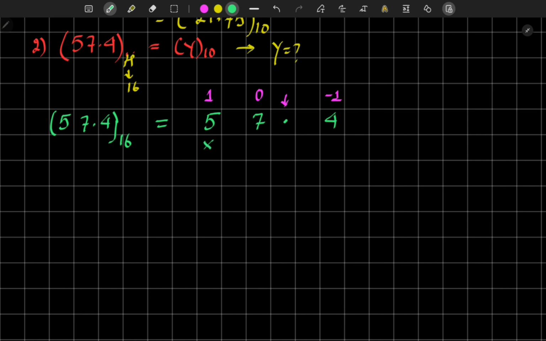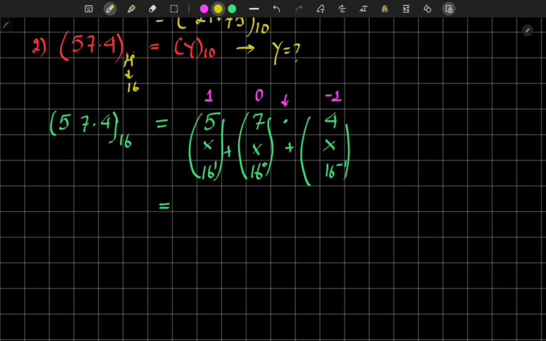Therefore, multiplying each symbol by the respective weight, that is 16 raised to the power 1 here, 16 raised to the power 0, and 16 raised to the power minus 1. Now what we need to do is evaluate this expression and find the decimal number. Therefore, this can be simplified as 80 plus 7 plus 4 divided by 16, which can be written as 87 plus 1 divided by 4, which is equal to 87.25 with base 10.